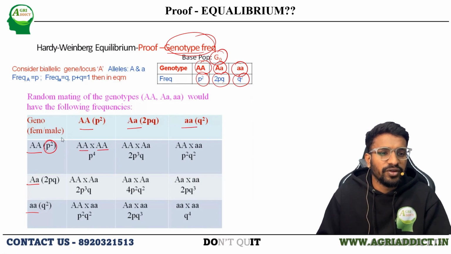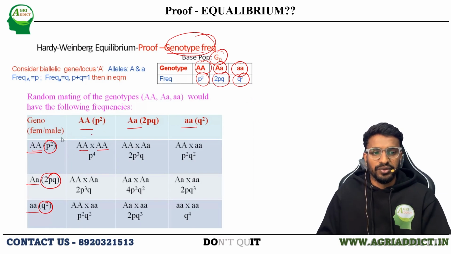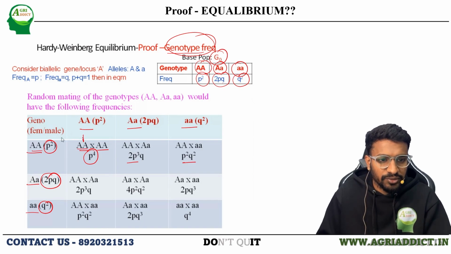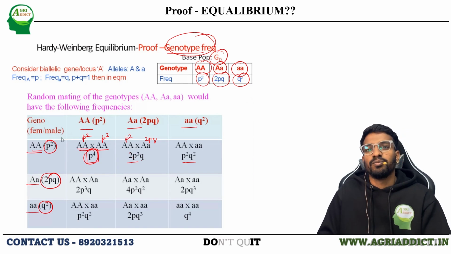For example, this is the frequency of capital A capital A, this is the frequency of capital A small a, and this is the frequency of small a small a. If we cross these types of individuals, the first case is p square times p square, which is p to the power of 4, next it is 2p cube q, and lastly it is p square q square. How are we getting these values? If I multiply p square with p square, I get p to the power of 4. Next, p square with 2pq gives 2p cube q. So this is the frequency of this possible cross.